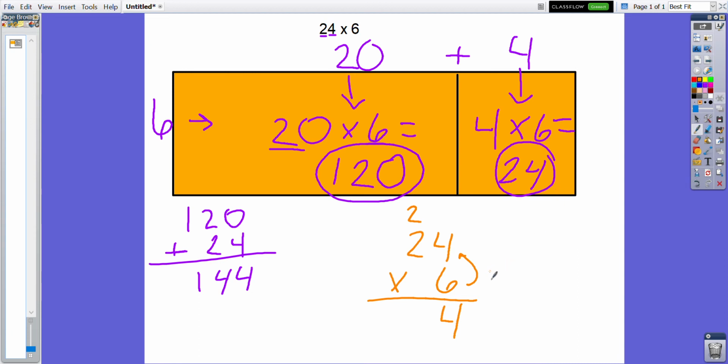The next step in my standard algorithm is to do 6 times, not a 2, but look at that place value. It's a 2 in the tens place. So it's really 6 times 20. The reason that that's important is because it's going to push our product into the hundreds place.